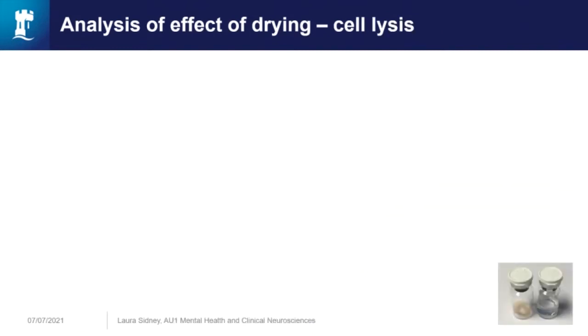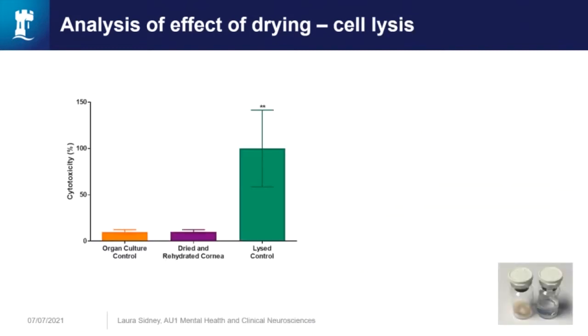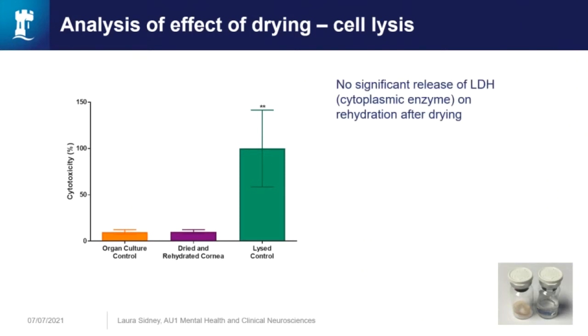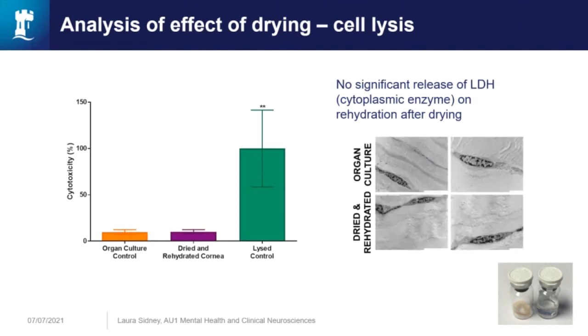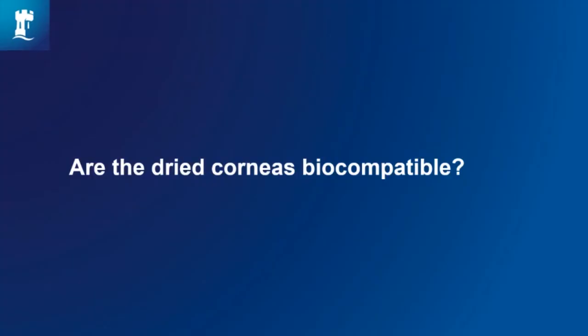So then we wanted to look to see whether the cells had burst. So we deliberately lysed a control, which is the lysed control, and then we looked at the dried and rehydrated, and we used LDH, which is a cytoplasmic enzyme that is released when cells burst, and we saw no significant release. And actually, when I bring up the TEM again that we've done, and we're doing a bit further into this, you can see that the cells are still very much intact within that. So it appears they've just lost their metabolic activity, but are still encapsulated within the collagen structure.